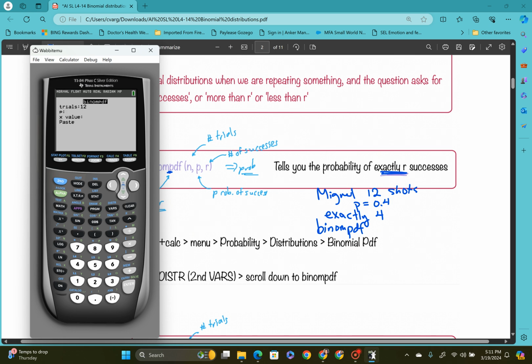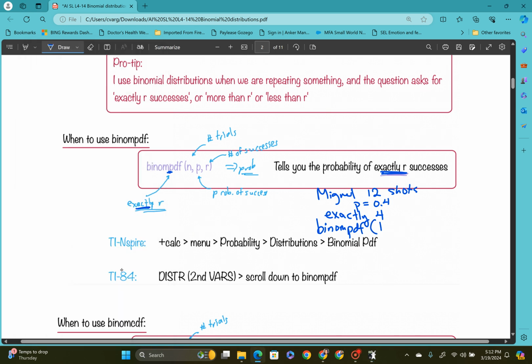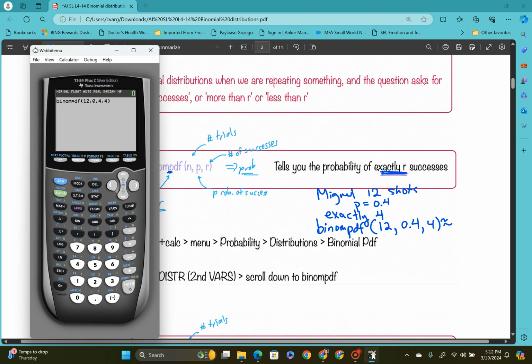The P is the probability of success. So he hits the target 0.4, 40% of the time. The X value, right? This is what we're looking for. This is exactly 4. So we're going to put a 4 here. Okay. And then you hit enter until you get an answer. Do you see what it does? Binom PDF. This is you showing your work, right? Binom PDF. So we're going to put 12, comma, 0.4, comma, 4. And then you hit enter in the calculator and it gives you an answer.